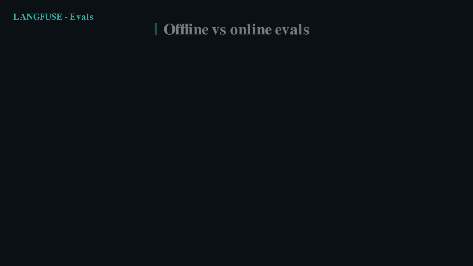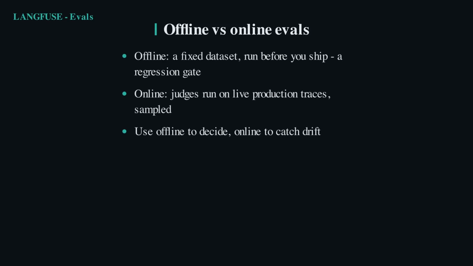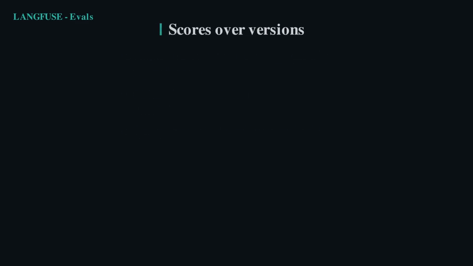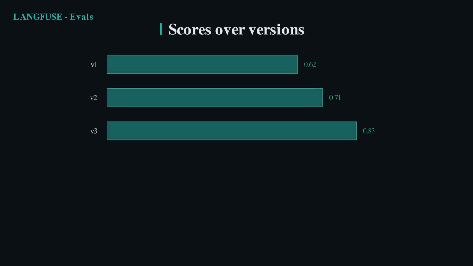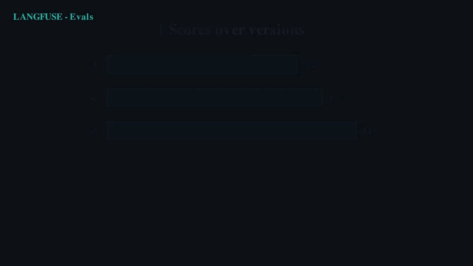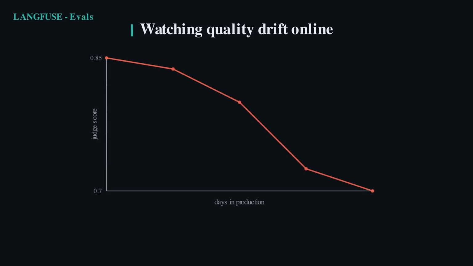There are two moments to evaluate. Offline, on a fixed set, is your regression gate before shipping. Online, on sampled production traffic, is how you catch quality drift after shipping. Charted over versions, evaluation turns "feels better" into a measurable jump. That bar chart is how you defend a prompt change to your team. And online, a slow decline like this is your early warning that inputs have shifted under you. You cannot fix drift you cannot see.